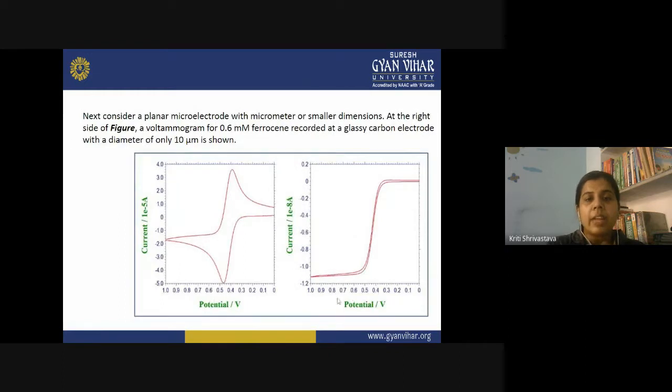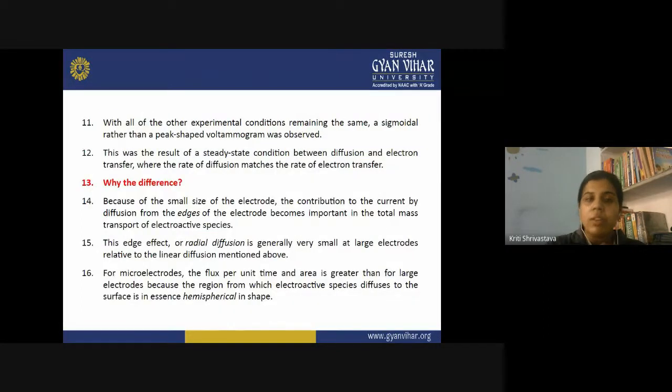Next, on the right side of this diagram, you can see a microelectrode giving results like this. Here the electrode used has a diameter of 10 micrometers. This is the graph for the microelectrode. So you can clearly see the difference in the voltammograms obtained for the macroelectrode and the microelectrode. With all the other experimental conditions remaining the same, a sigmoidal rather than a peak-shaped voltammogram was observed. This was the result of a steady state condition between diffusion and electron transfer, where the rate of diffusion matches the rate of electron transfer.